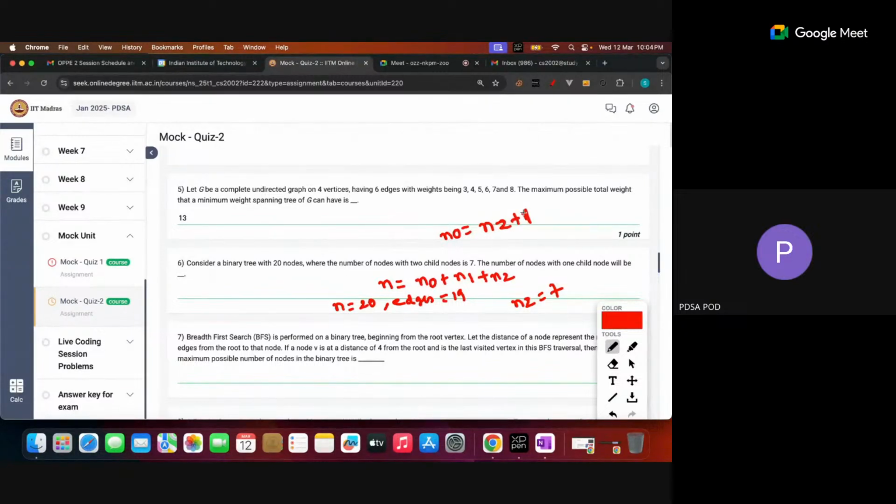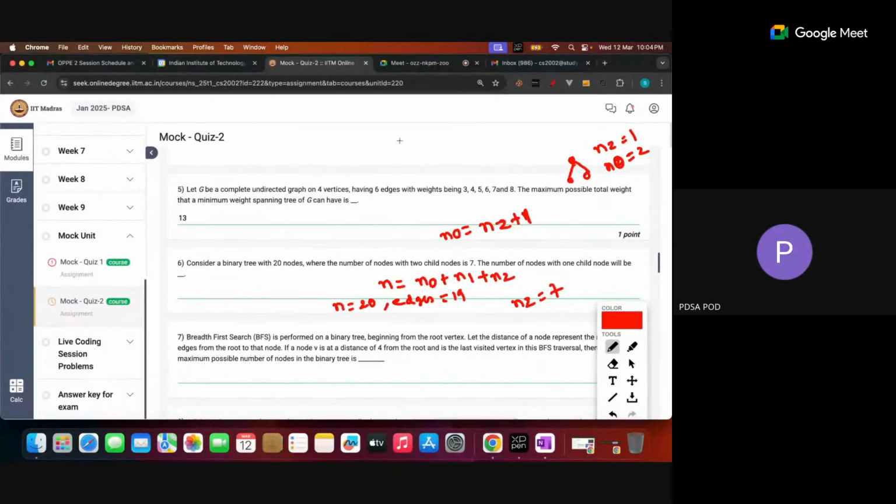You can take any binary tree. For example, I'm taking this binary tree. Now, my n2 value is 1, because the number of nodes with 2 children is 1. Then my n0 value is 2. N0 is basically the leaf nodes, n2 plus 1, simply.